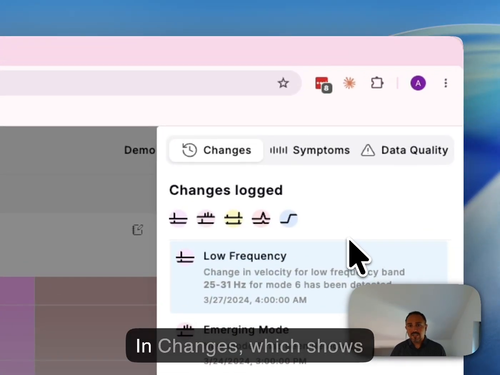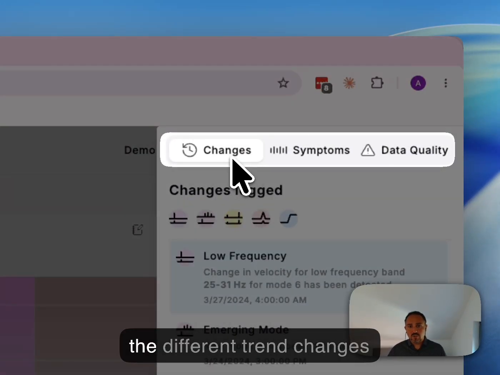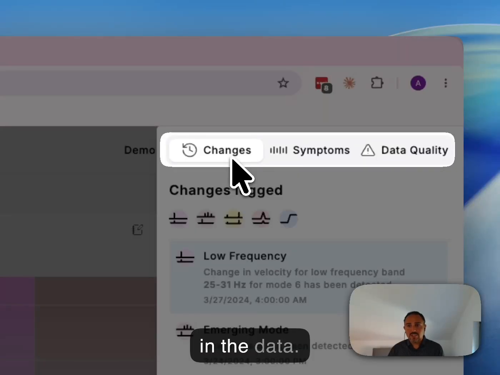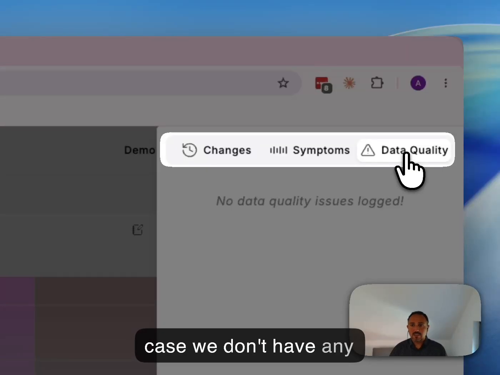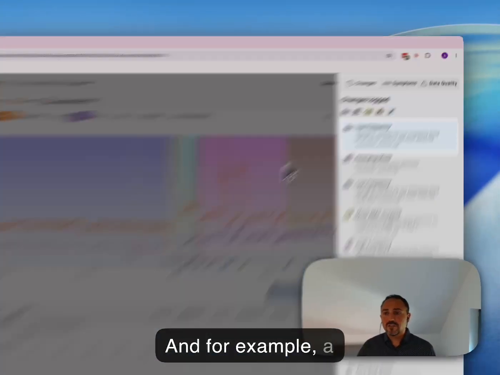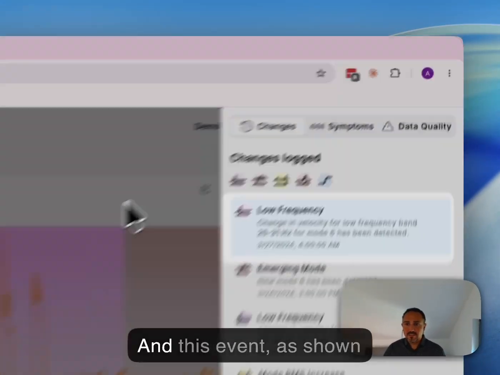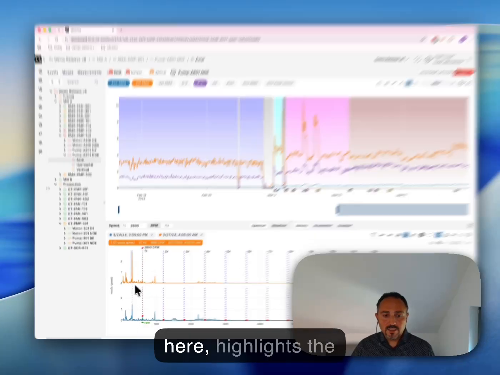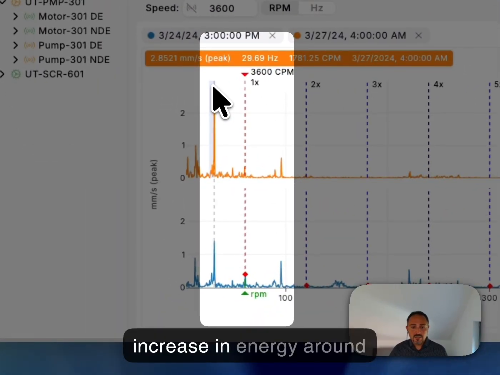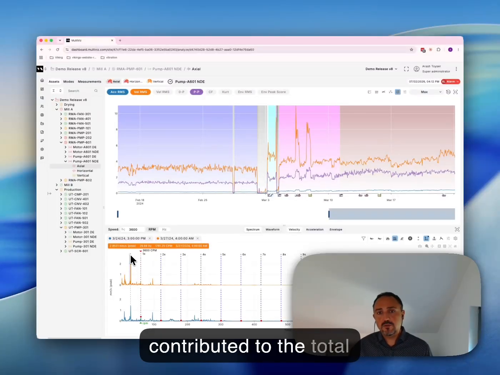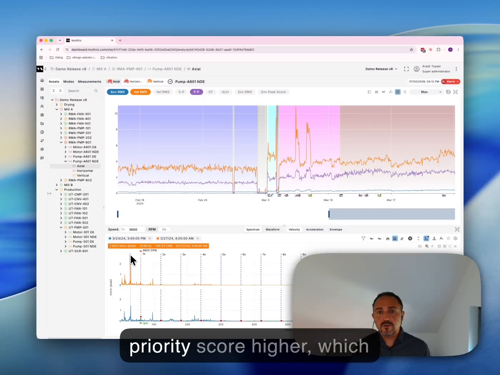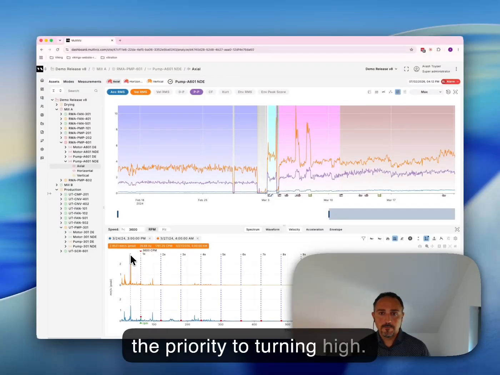These are in three categories: changes, which shows the different trend changes in the data; symptoms, which specify specific fault signatures; and data quality. In this case, we don't have any data quality. For example, a low frequency event is detected. And this event, as shown here, highlights the increase in energy around 30 Hz. This event itself has contributed to the total score and pushed the priority score higher, which eventually has resulted in the priority turning high.